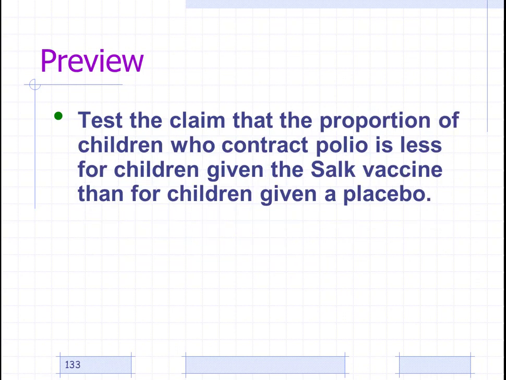This would be one that we could talk about with proportions. Test the claim that the proportion of children who contract polio is less for children given the Salk vaccine than for children given a placebo. And if you want to know more information about this, one of the sidebars in your book on page 420 talk about this study in 1954.